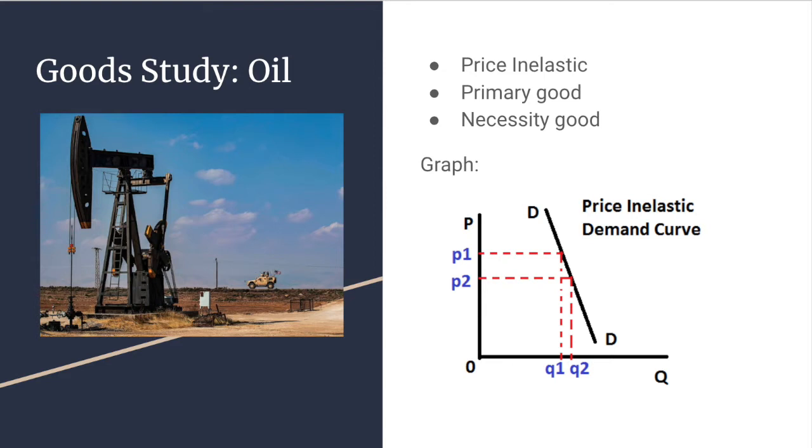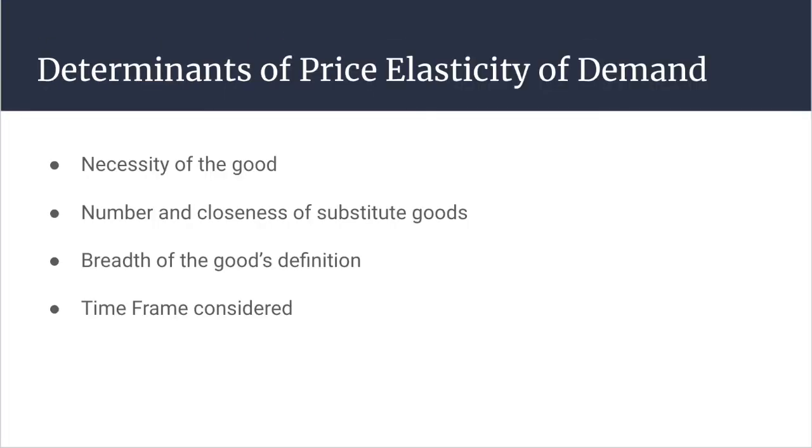Firms can increase the price of price inelastic goods without significantly harming demand, and so can increase total revenue by raising price. This brings us to the determinants of price elasticity of demand, which includes the aforementioned necessity of the good, the number and closeness of substitute goods, the breadth of the good's definition, and the time frame considered.